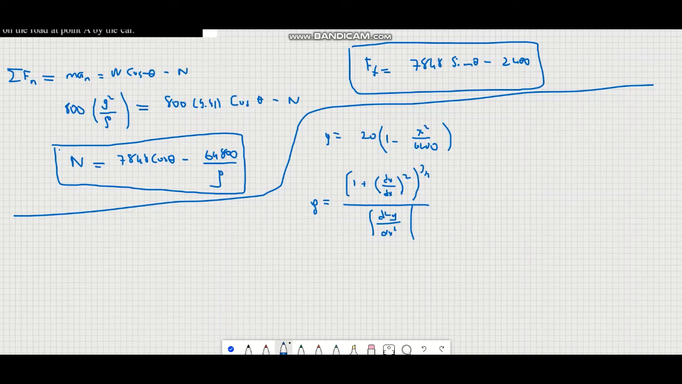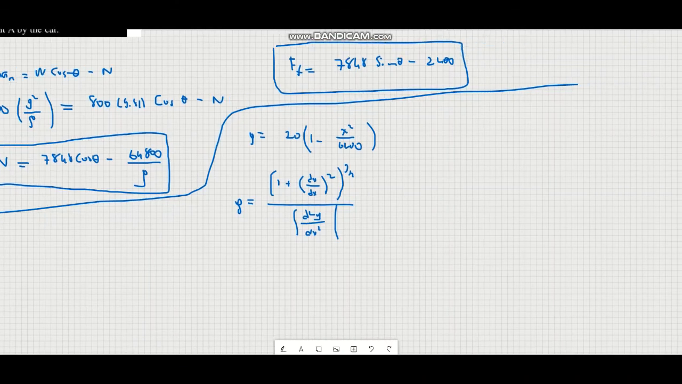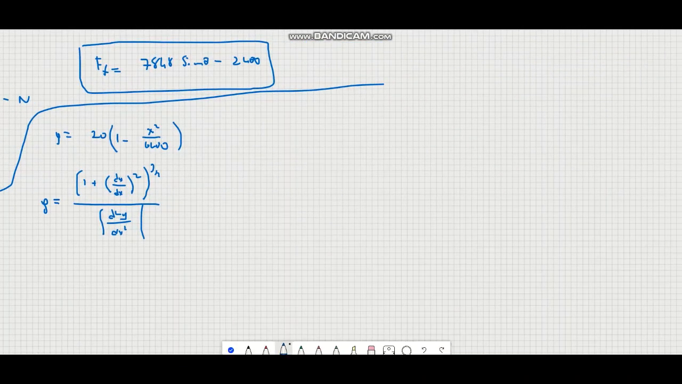Okay, let's do this mathematical process. So if we do the first derivative of y with respect to x, it is going to be minus 40x over 6400. And if we take the second derivative of y with respect to x, it is going to be minus 40 over 6400.